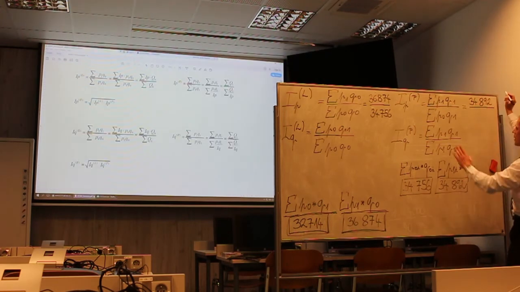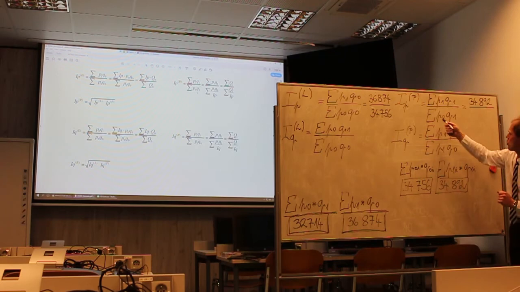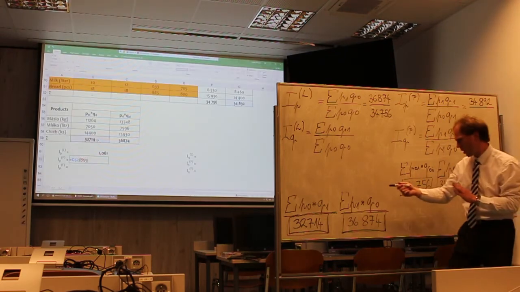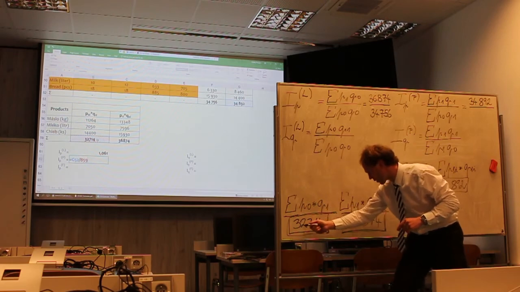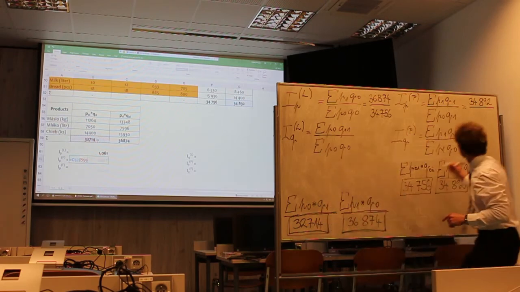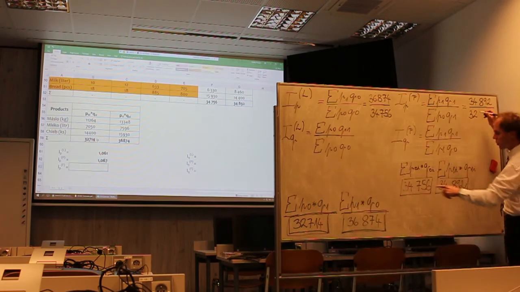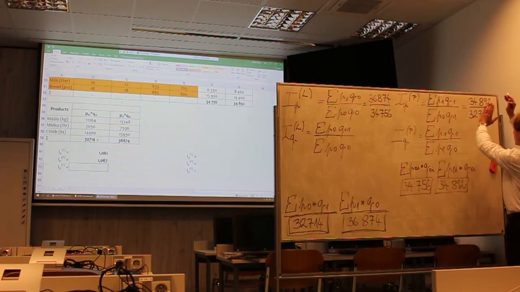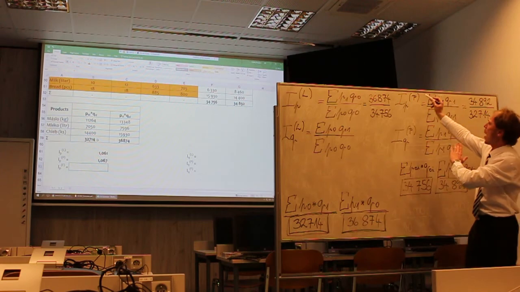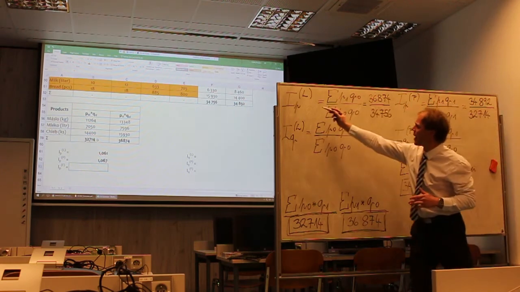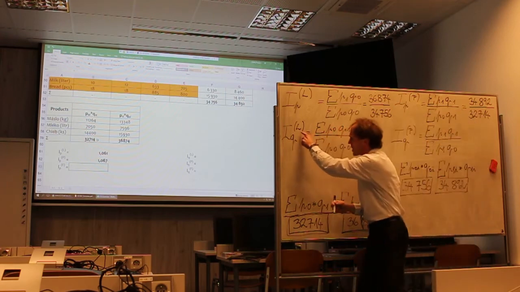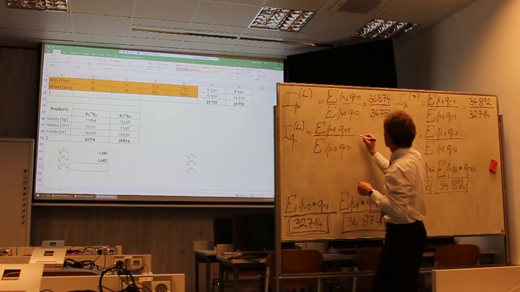34,892, and this will be divided by summation P0 Q1, 32,740. So this ratio will be the Paasche price index. There I have the Laspeyres price index, and I will continue with the Laspeyres quantity index.